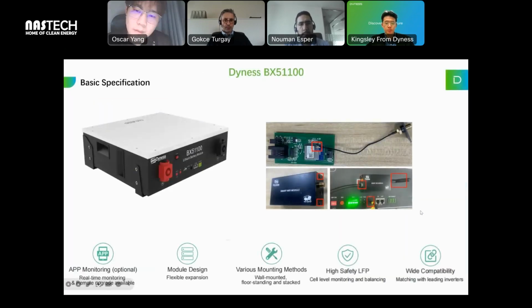So this is the Wi-Fi dongle that I mentioned in the previous page. This one is inside the BMS board. If you choose the option with a Wi-Fi dongle, we will put a Wi-Fi dongle and weld it on the BMS board. So you can see out of the box here a little Wi-Fi module and an antenna of the Wi-Fi.